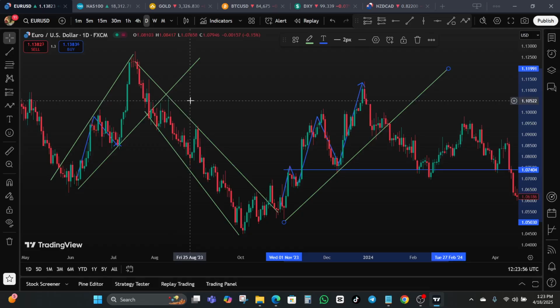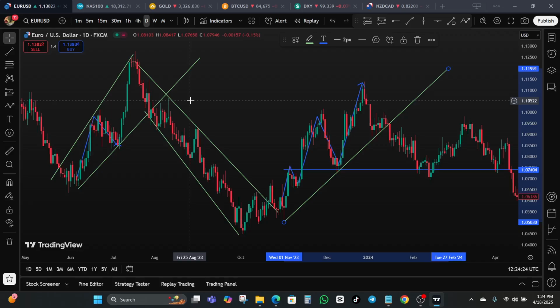All right. Now, what is a pullback? A pullback is essentially a type of retracement, but it is more specific. It refers to a small, controlled counter trend move within an active trend. Pullbacks usually offer ideal entry points when you are trading in the direction of the main trend. The difference is subtle but important.